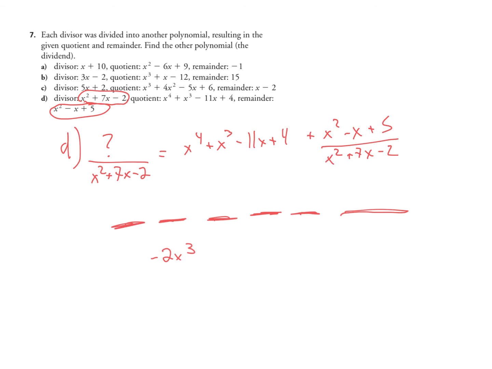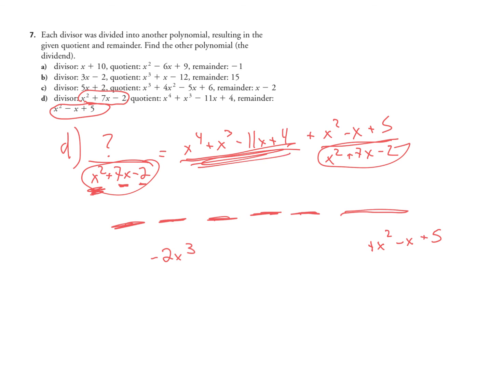Anyway, multiply both sides by this guy, and these will cancel. So at the end I'm going to have a plus x squared minus x plus 5. And here we're going to multiply it out. So let's see, x squared. I'm just going to multiply this first term by all 4 of these, and then the second term by all 4 of these, and then the third term by all 4 of these to make life easier. So x squared times x to the 4 is x to the 6 plus x to the 5 minus 11x cubed plus 4x squared.